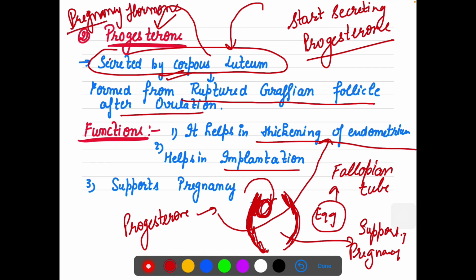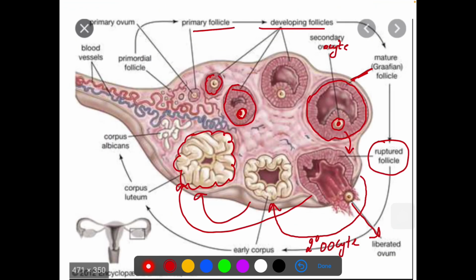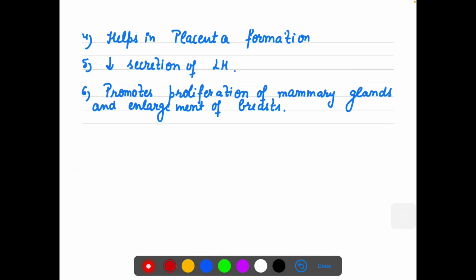When implantation is done or the female is carrying a child, the pregnant woman has more and more progesterone, right? So this progesterone is released by corpus luteum. Okay, clear? This corpus luteum secretes progesterone. Then it also helps in placenta formation.